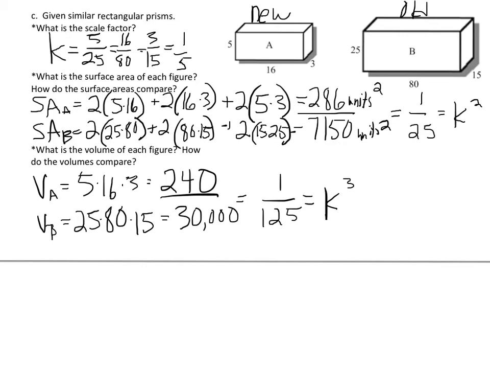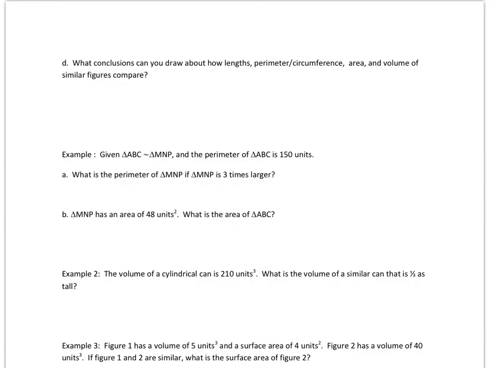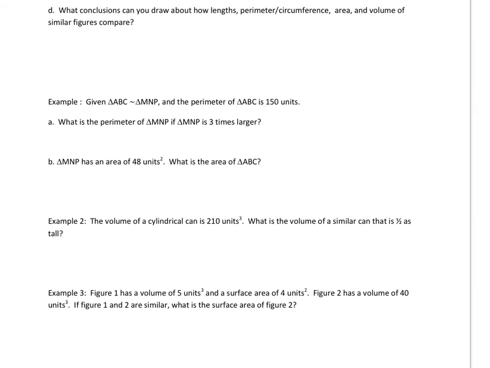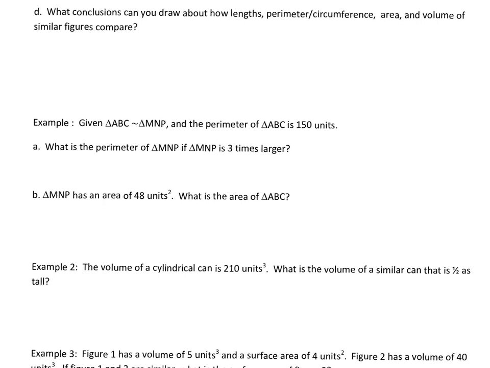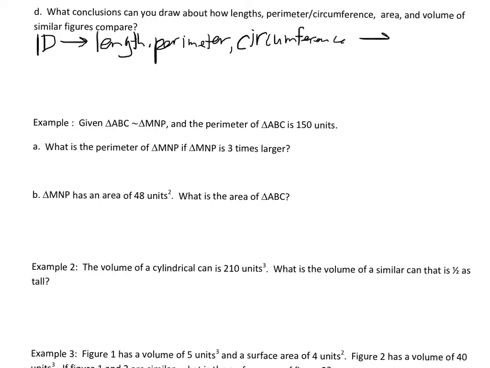So the last thing is here in D, it's asking us what conclusions can we draw? Well, we've really been alluding to it this whole time. But just so we write it out so it's really clear, when things are in 1 dimension, like the length of one side, or the perimeter, so the distance all the way around, adding all the lengths, or even something like circumference, then our scale factor is just k.